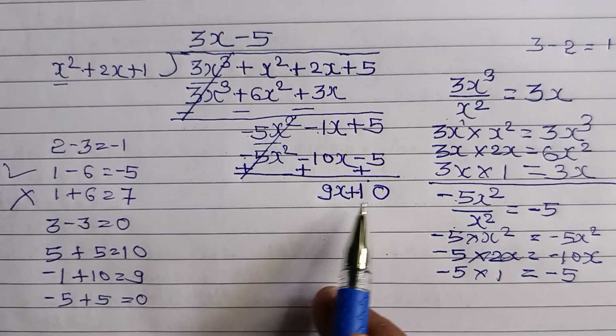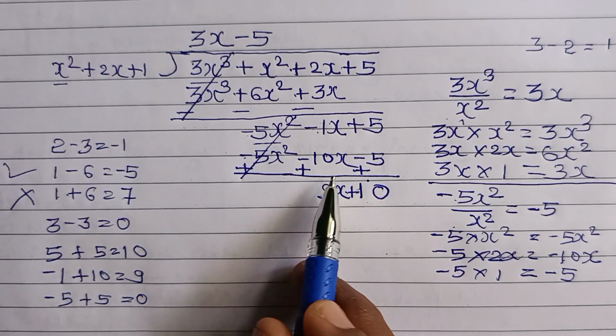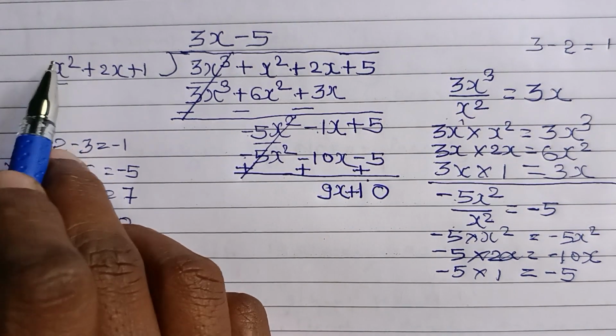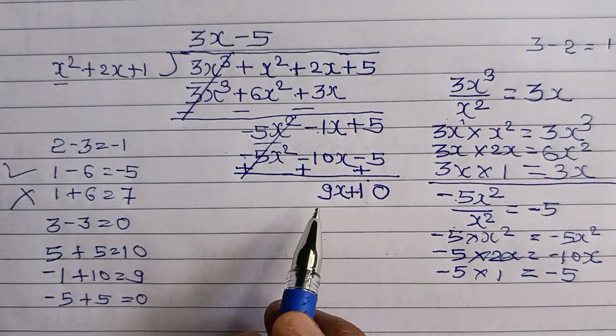And then second, you have to see the degree. So the degree of the first term of this new dividend is 1, and here it is 2. So here the degree is less than this. So that's why the procedure stops here.